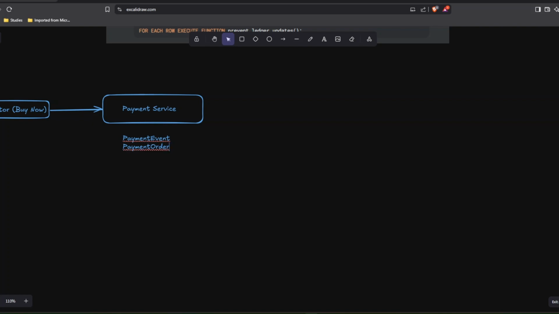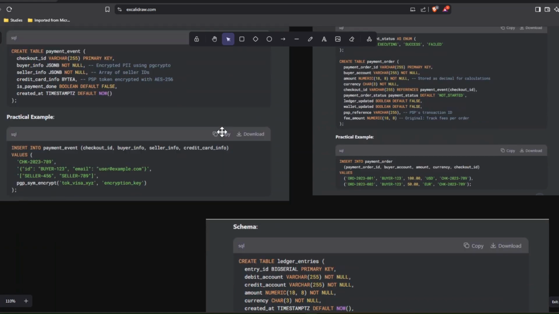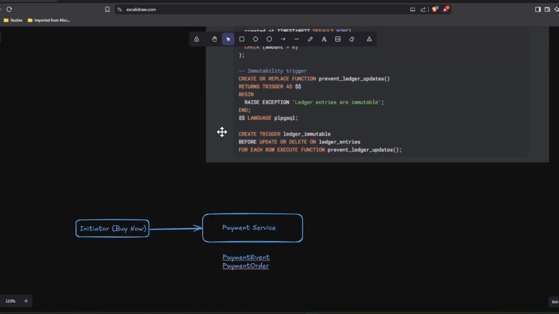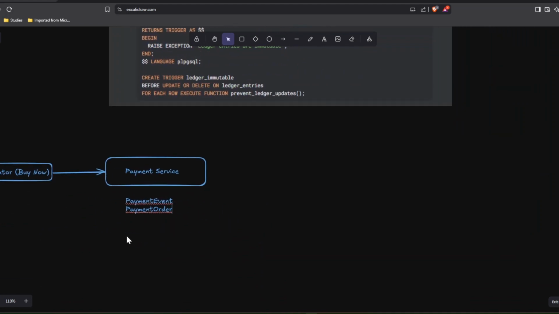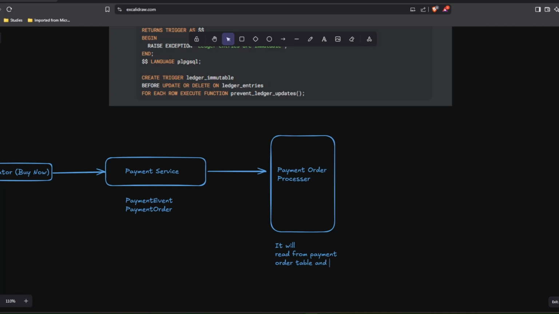As it has the checkout id, if you remember, checkout id is one of the foreign keys that we have over here, and there will of course be many other details. I am not going into all the foreign key related details. So it is going to then pass this data to the payment processor. The payment processor will probably be the core of our heart. Okay, payment order processor, not only payment processor. So what it will do is read from the payment order table and start processing.